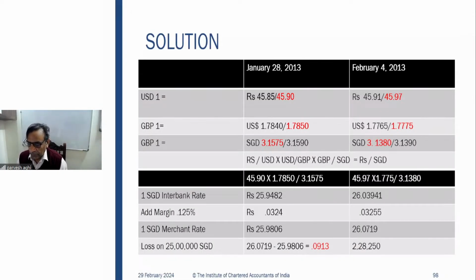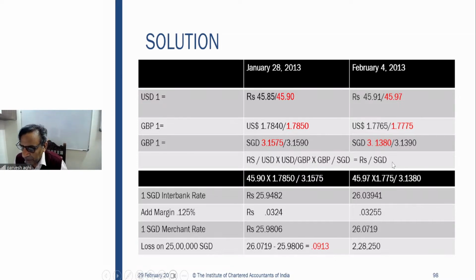So these are the quotes given to you. Okay, fine. So, it is rupee divided by US dollar into US dollar divided by Great Britain pound, into Great Britain pound divided by Singapore dollar. So what will happen? US dollar will cancel out. So Great Britain pound will also get cancelled out. So we'll have rupee upon Singapore dollar.